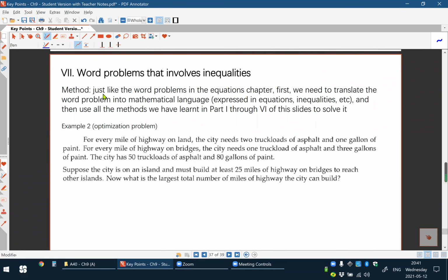This is actually a word problem that involves optimization, just like what we did in previous slides. First, we need to find that region, then vertex, then different values at the vertex. Do you want me to finish it or shall we do this next time? It's your choice.